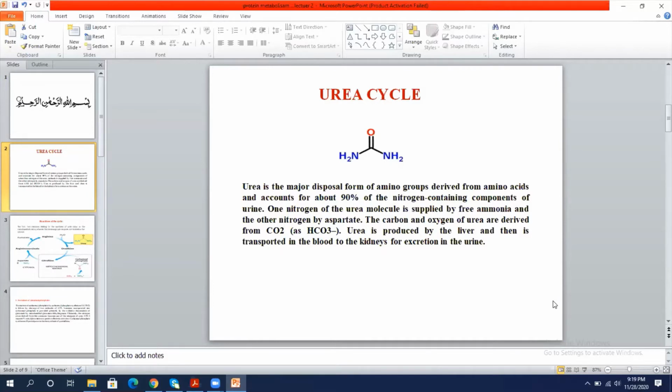Urea is produced by the liver and then is transported in the blood to the kidney for excretion in the urine. All the nitrogen containing compounds are toxic for human life. Nitrogen is converted in the human body into urea, and this urea is excreted from the body in urine. Urea is a major disposal form of amino groups.